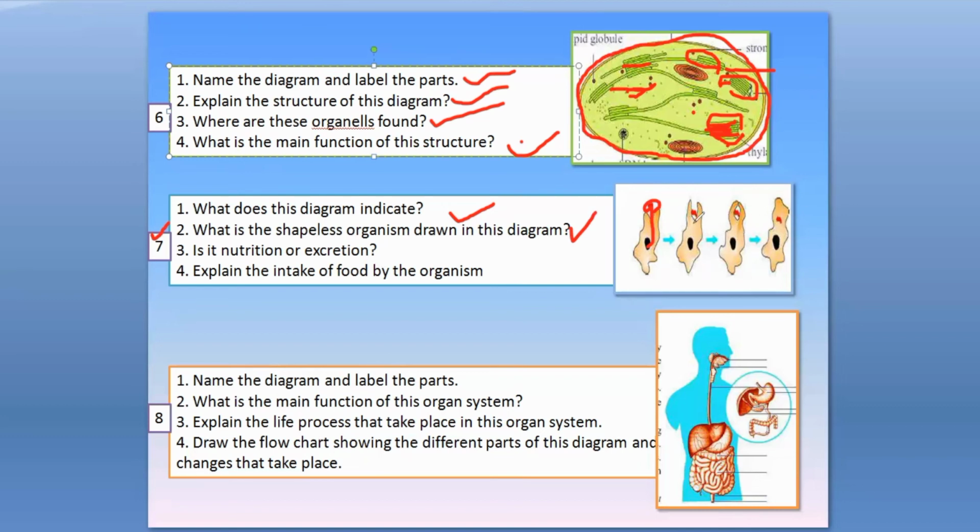So with the help of pseudopodia, they absorb the food material. The total process belongs to nutrition only. Is it nutrition or excretion? It means nutrition only. Explain the intake of food by the organism: by the process of diffusion, with the help of pseudopodia, they take in the food materials.